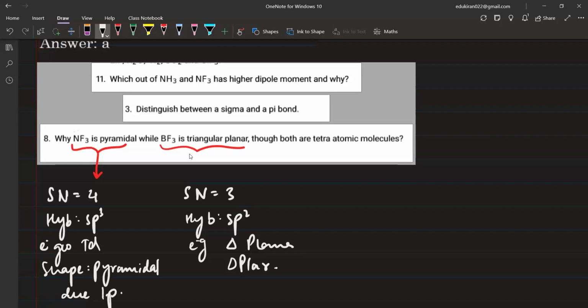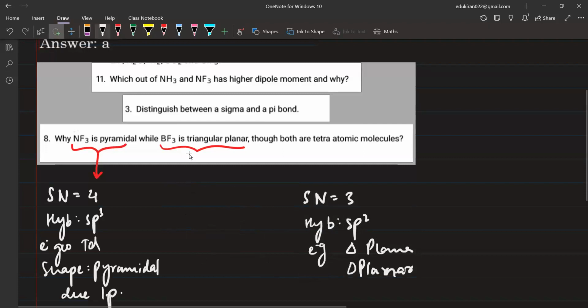So the main point of difference is the steric number: here it is 4, and here it is 3. Now in your school they may not have taught steric number, so what you would answer is that this has a hybridization of sp3 and this has a hybridization of sp2. That is why there is a difference. Okay. Yes, sir. Fine.